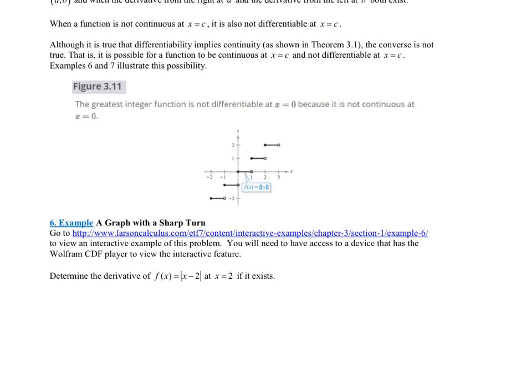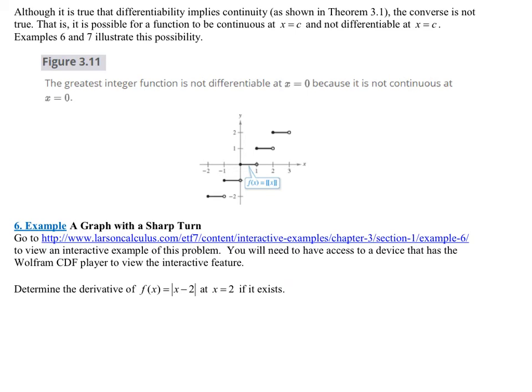It says the greatest integer function is not differentiable at x equals 0 because it is not continuous at x equals 0. So here's x equals 0. This is the greatest integer function. Remember, you're just rounding down to the closest integer. Round down is what that one always is. And if you look at x equals 0, the limit from the left is not equal to the limit from the right, so it's not continuous at x equals 0.